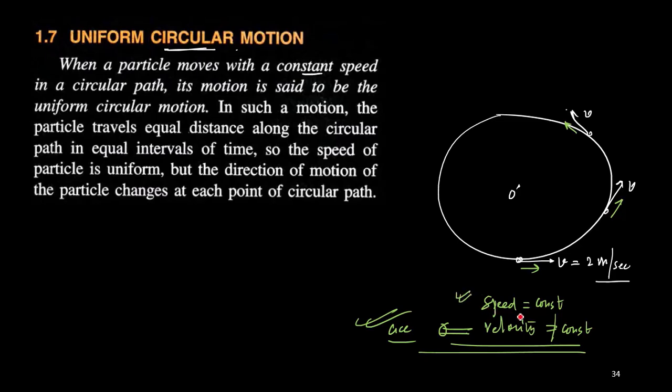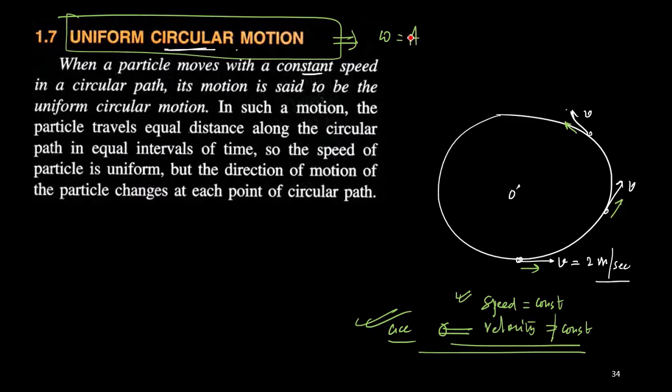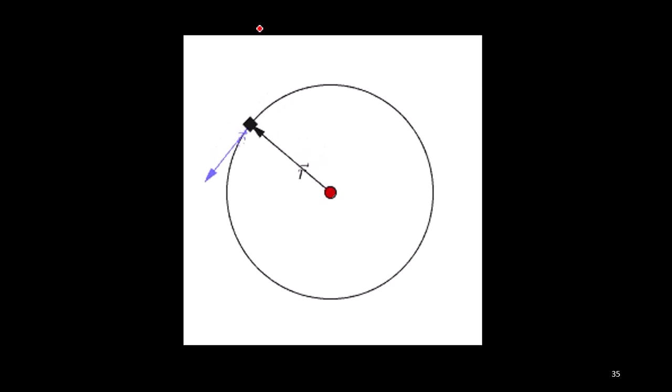If the particle is maintaining constant speed, then only I can say we call it uniform circular motion. That means in this situation, what is omega? Omega is called the angular speed, and angular speed is equal to v divided by r. What is r? R is the radius of the circle. So I am saying v is constant and r is also constant, so the v by r ratio is always constant. If that v by r ratio, that is omega, is constant, we call that uniform circular motion.